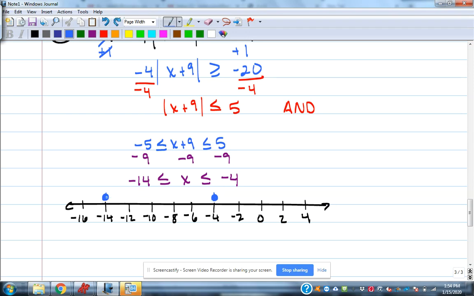Good job drawing that line. And then the interval notation. Negative 14, and then a closing bracket. Yeah, bracket on both ends there. They're both equal to. Easy enough. Not bad at all. Good job.